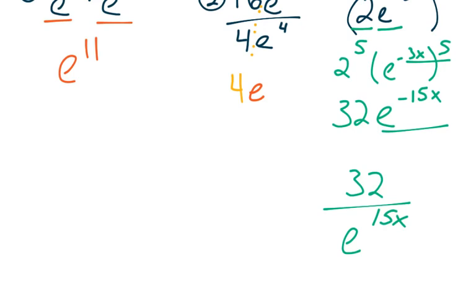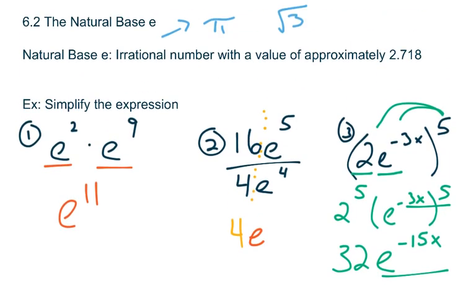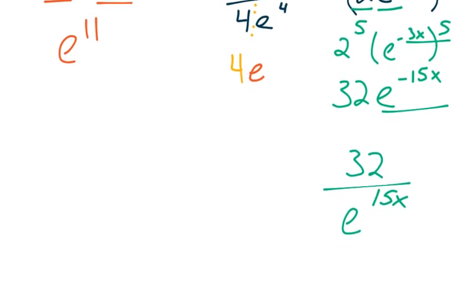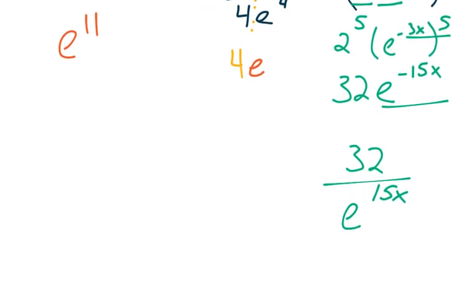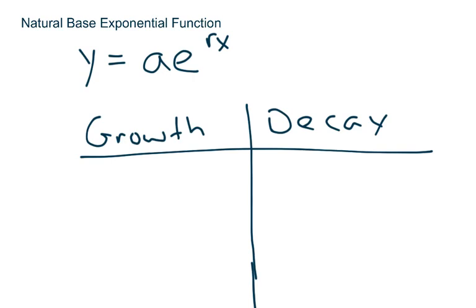So that's one thing you can do with the natural base e, is treat it like a variable and simplify expressions. If you want to take e to the 11th power and get an actual number, you could do that, or take it times 4, or anything like that. You certainly could, but if it just says simplify the expression, just go ahead and treat it like a variable and go from there. All right, so the natural base exponential function.